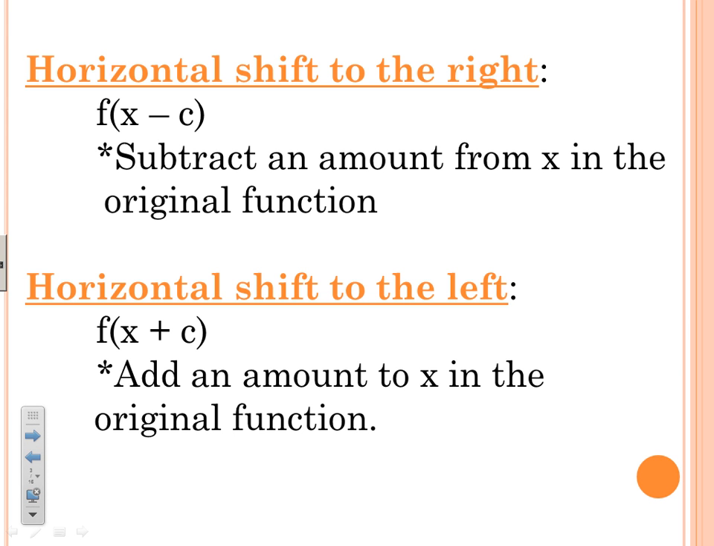We can also shift things horizontally. So if there's going to be a horizontal shift, we're going to subtract an amount from the actual x in the function in order to shift the graph to the right. And if we want to shift the graph to the left, we are going to add a value to the actual x of the function. Okay, so we're not adding or subtracting numbers from the whole function. We are just adding or subtracting numbers to the x value of the function.